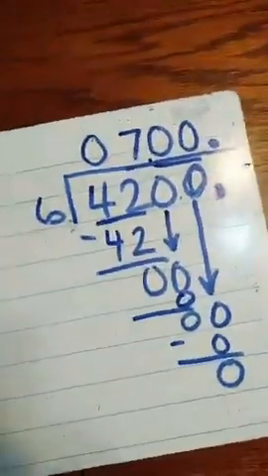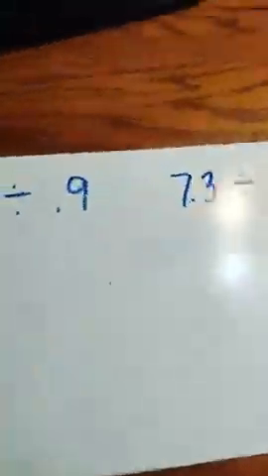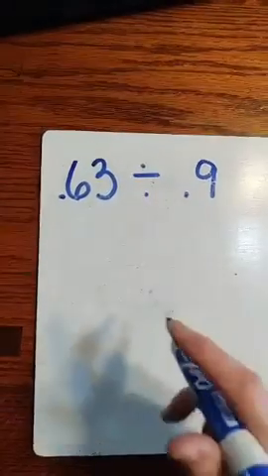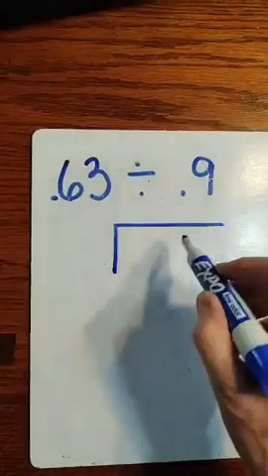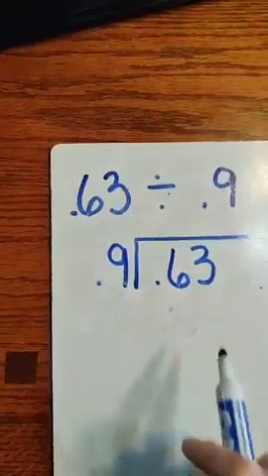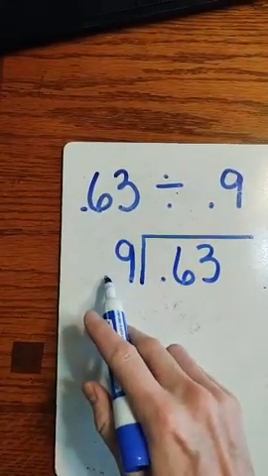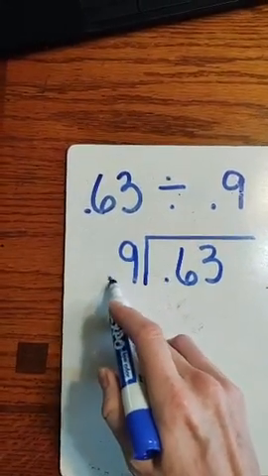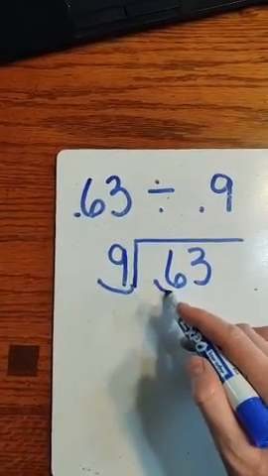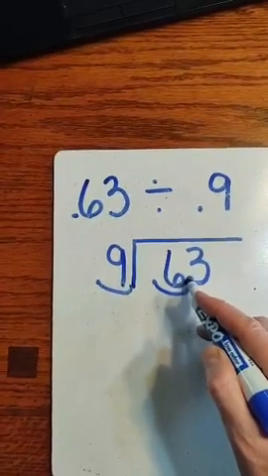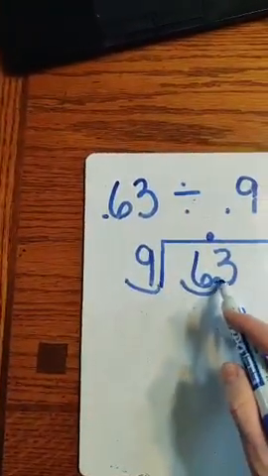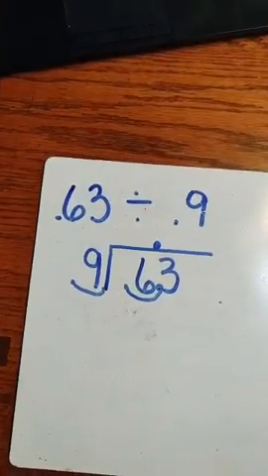All right, let's try another one. 63 hundredths divided by 9/10. I'm going to put it in my box. I have a decimal out here, and I have to move it. I move it one place because that's all I need to do. I move this one place, and I go straight up with it. Remember, over, over, up. Now I can divide.